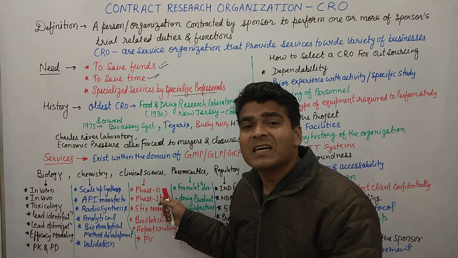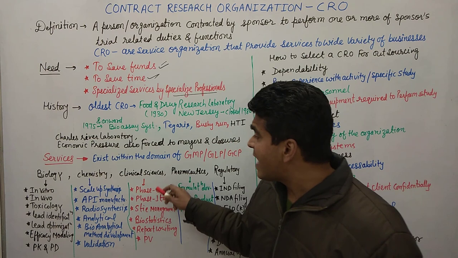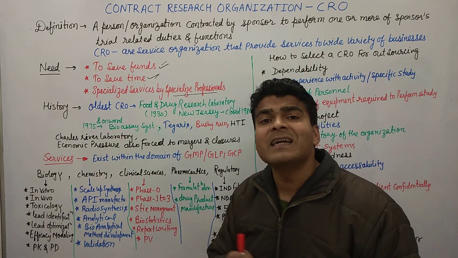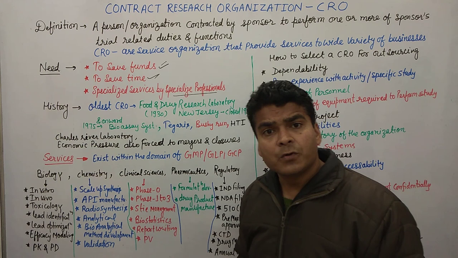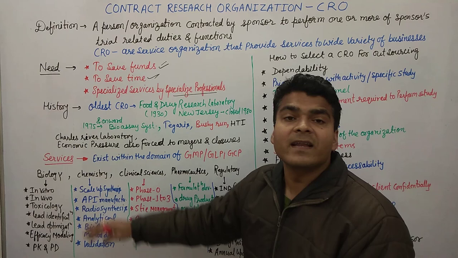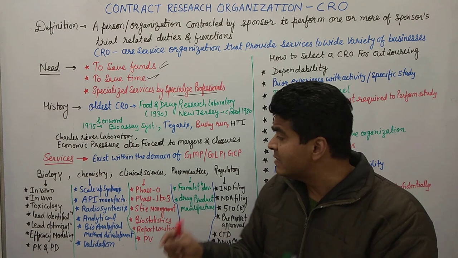Now if you are looking at the clinical services, what kind of clinical services are we looking at? Particularly these services are under the domain of GCP, good clinical practices. In good clinical practices, phase 0, phase 1, phase 2 and phase 3 studies and clinical trial site management services are also provided mostly by CROs. If you look at the CRO percentage, then 70% of CROs work in clinical sciences and the remaining 30% work in other areas. Clinical sciences is one of the most important aspects of the drug development procedure.